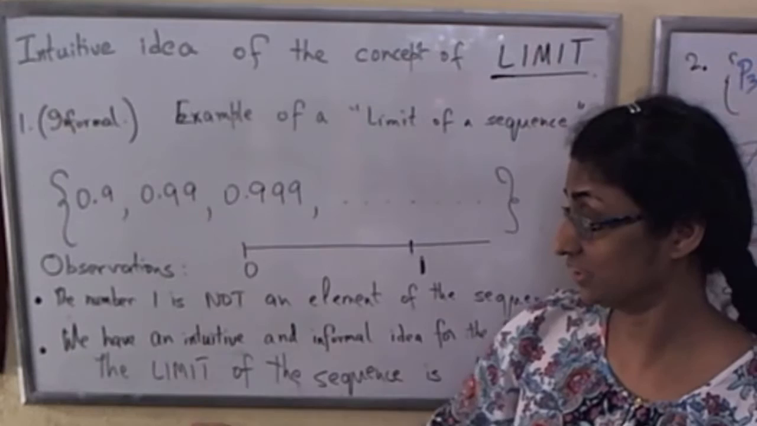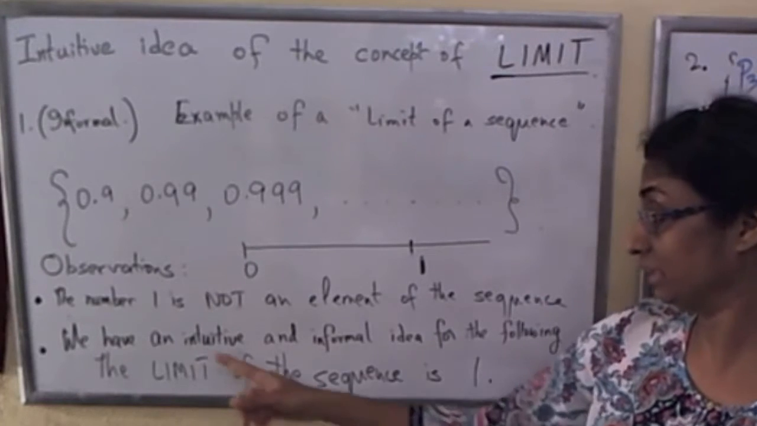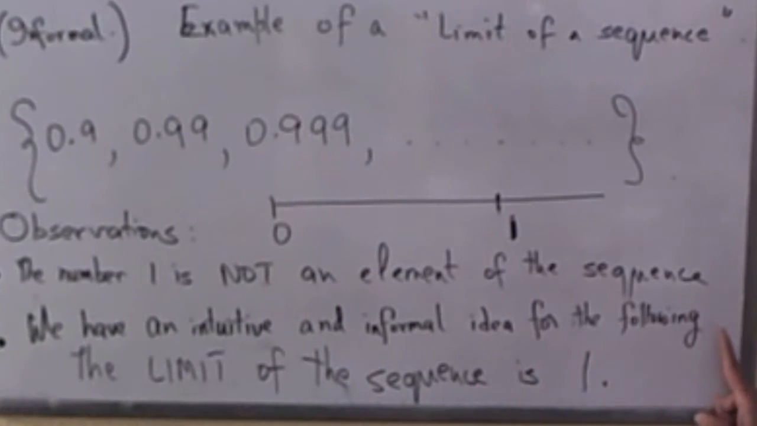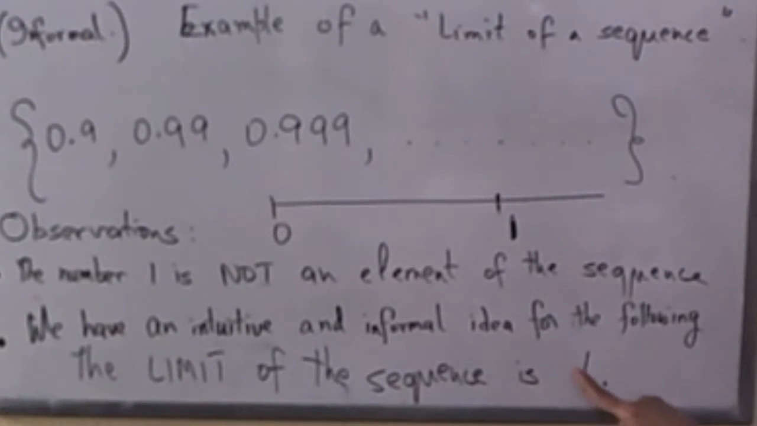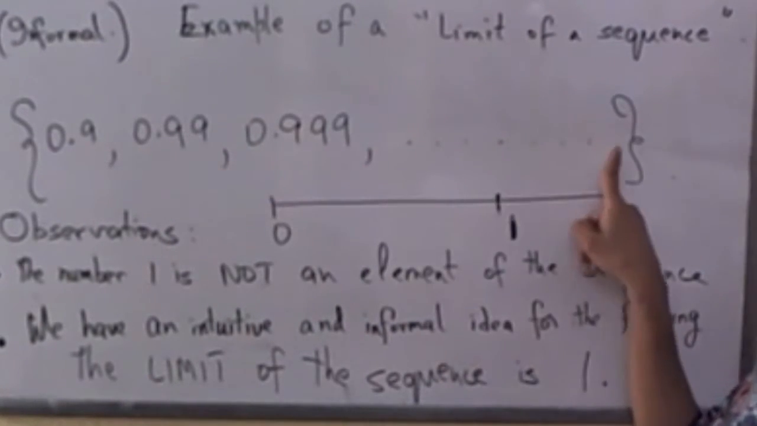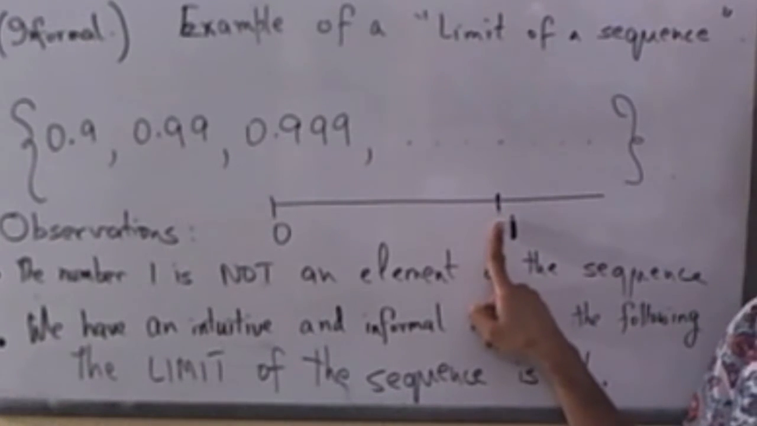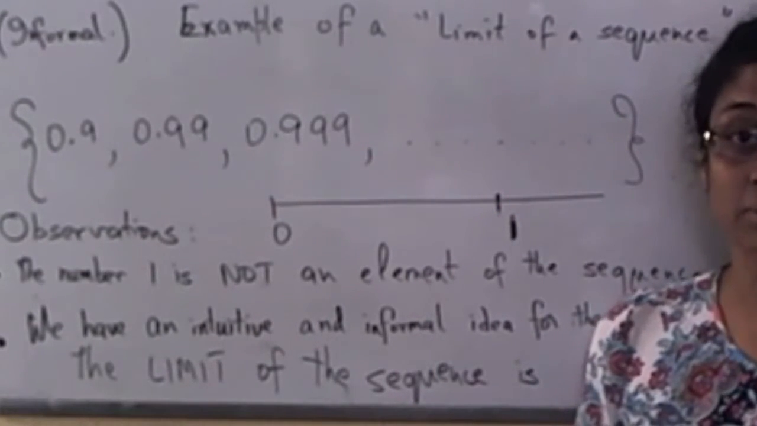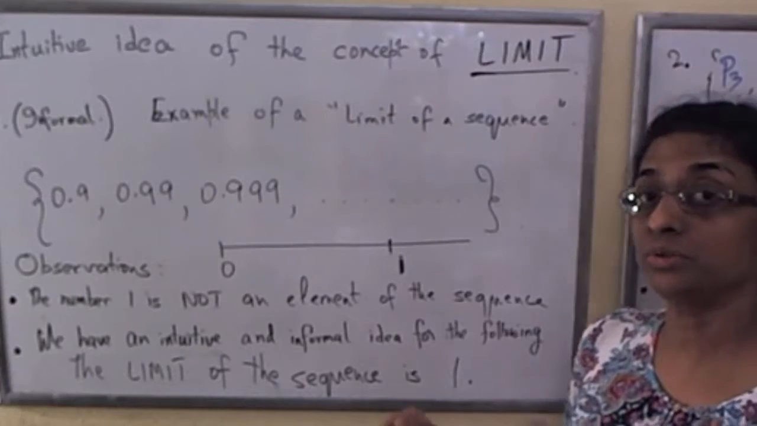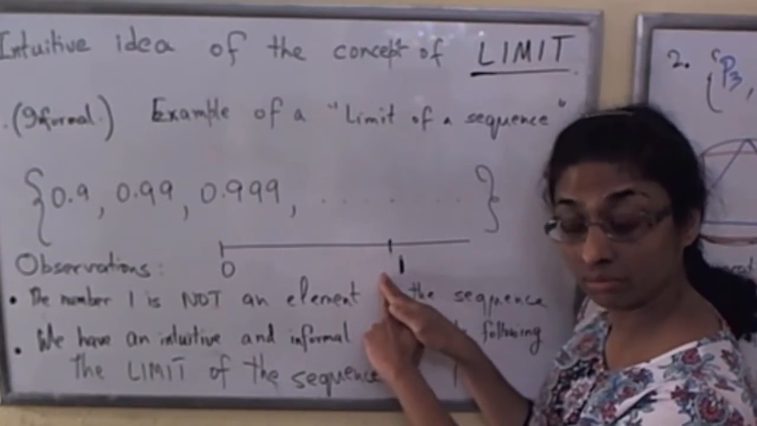So here are the observations. The number 1 is not an element of the sequence, and we are somehow developing an intuitive and informal idea to use this kind of vocabulary. The limit of the sequence is 1. Another way of saying it is, if we were to plot these numbers, those numbers are getting closer and closer and closer to 1. Now, if you were to make this very precise in an advanced calculus class, then you would have to use a precise definition to give a meaning for what closer to 1 means.